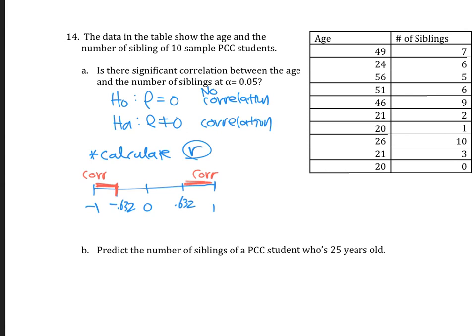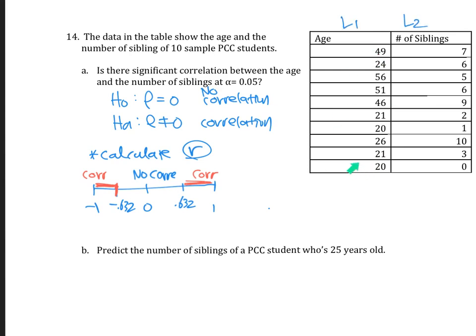So what I'm going to do is plug these numbers into the calculator, and calculate the number R from this data set. If R from the data set falls in here, then these two are correlated. If R from this data set falls in here, then no correlation, right? Let me write no correlation here. So what I'll do is I'll put it as L1, L2.